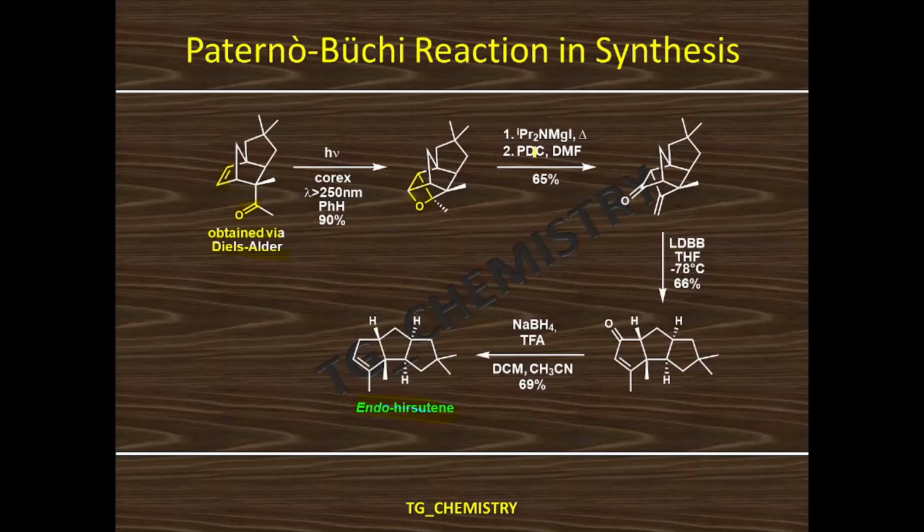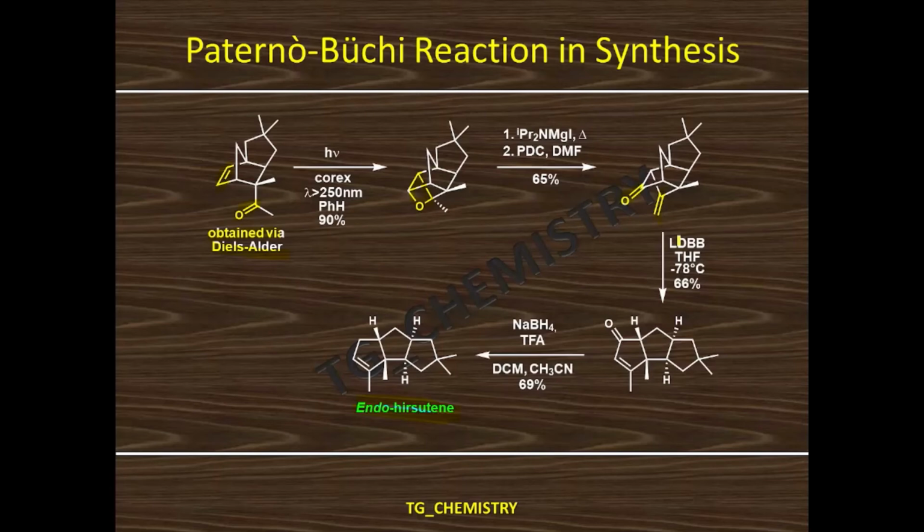Next, the oxetane ring needs to be opened up, and in that case the magnesium salt of isopropylamine is heated first, followed by pyridinium dichromate, which is also known as the Corey reagent, in the presence of dimethylformamide, and the oxetane ring opens up. So again it forms the carbonyl and the olefin, but you can see the orientation and the ring structure here has been changed.